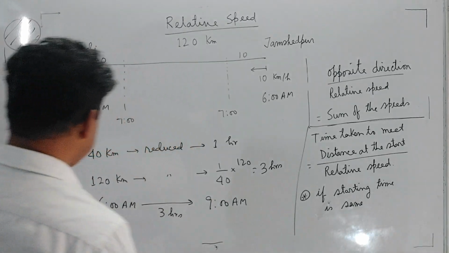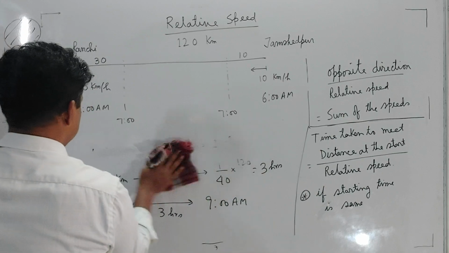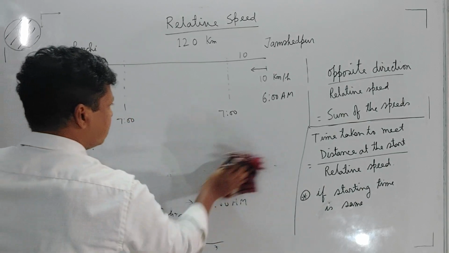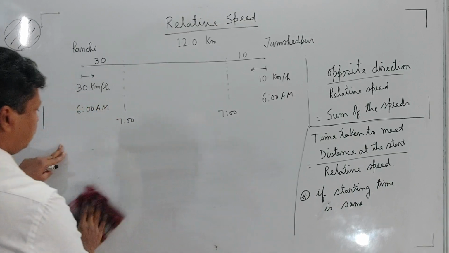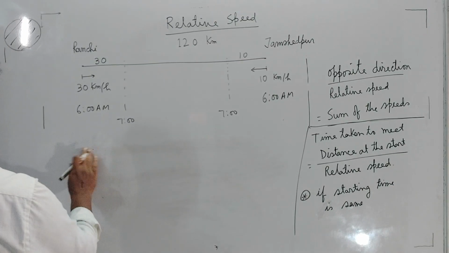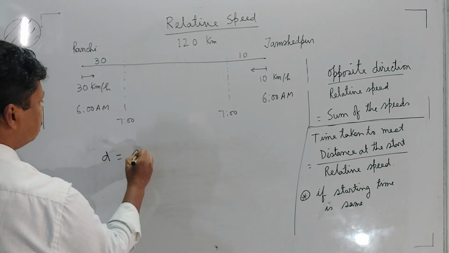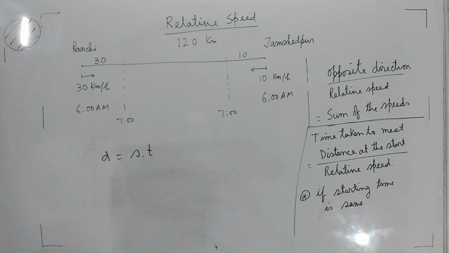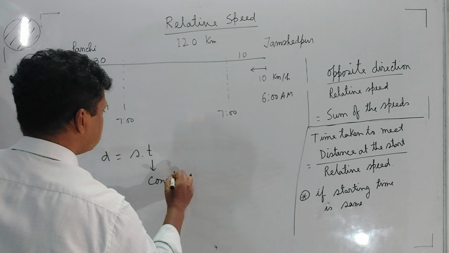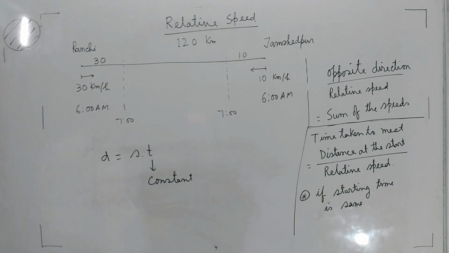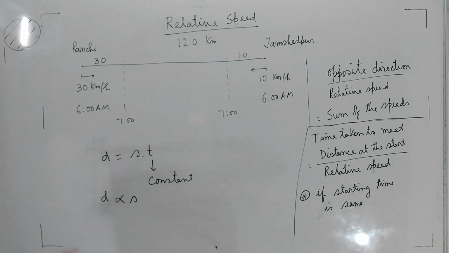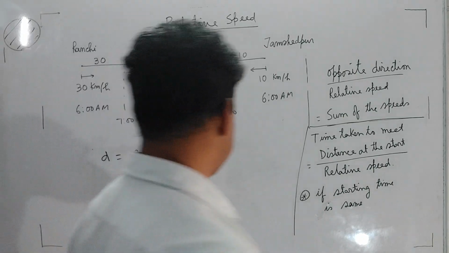So if time of travel is same, I hope you know the proportionality part of this. If you look at the proportionality, we have distance equal to speed into time. If time is constant, can I say that distance and speed are directly proportional? Alright, let us see whether that is true or not.